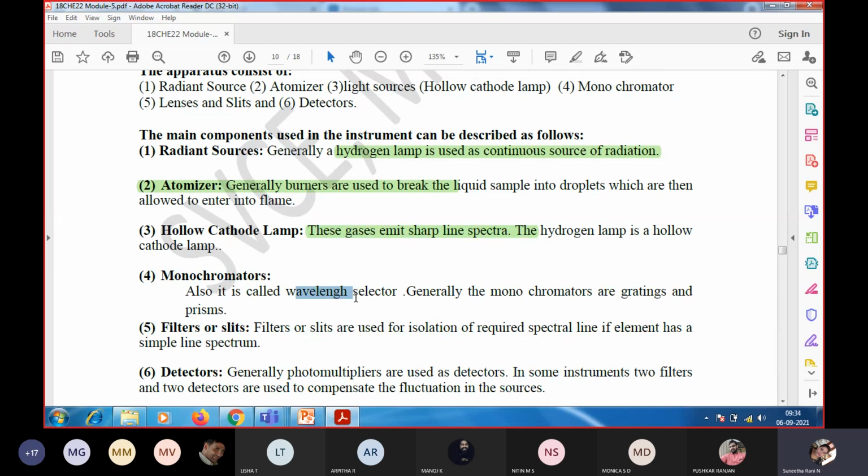Monochromators are wavelength selectors: if you prepare different solutions at different wavelengths, you need a wavelength selector to measure them. Generally gratings or prisms are used as monochromators. We also require filters or slits, which help in isolating the required spectral lines. Detectors detect the emitted or absorbed light, or are photomultipliers. They detect the signals from the sample and help the instrument convert them into a signal.